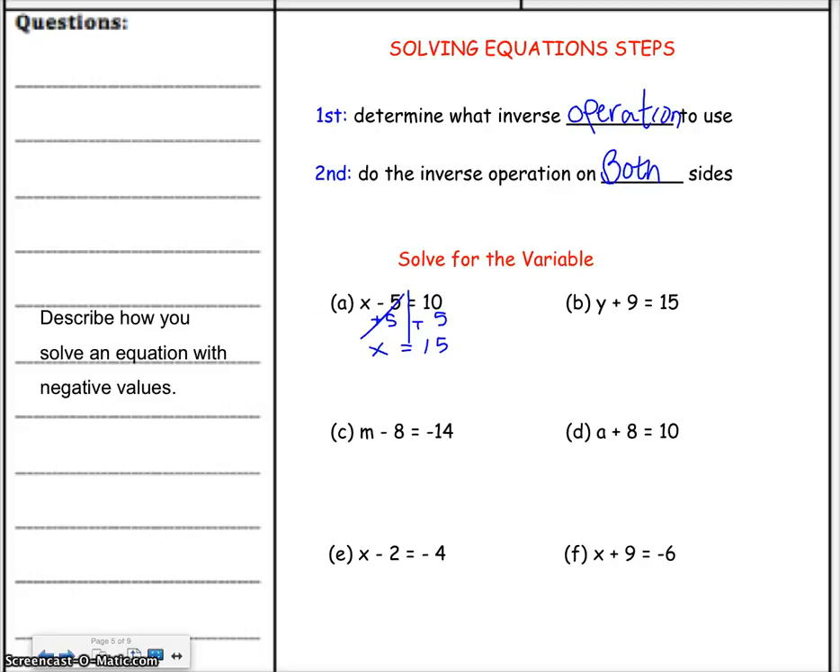Okay, now I have letter B. y plus 9 equals 15. I need to get my y alone. So what is by the y? 9. The 9. So what's the inverse of plus 9? Minus 9. Yep, so I'm going to minus 9 to both sides of the equal sign. There's a left and a right. And then you get y equals 15 minus 9 would be 6. y equals 6.